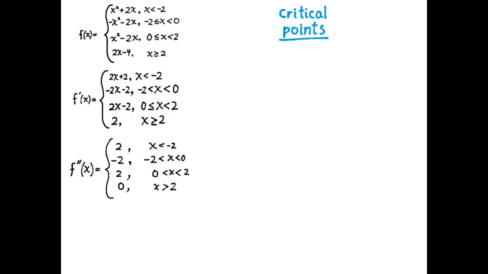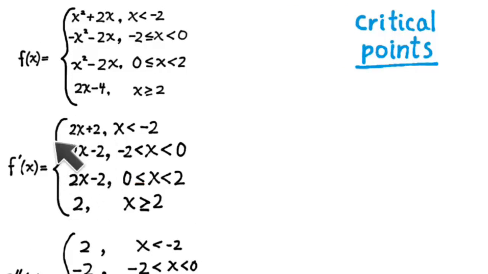That's the place where the first derivative is equal to 0. So we look at our expression for the first derivative, and we see where it's equal to 0. First I'll look at 2x plus 2, and I see it has a 0 at x equals negative 1. Does that mean that's the stationary point? No, because x equals negative 1 is outside of the subdomain where 2x plus 2 applies. So we reject that, and then we go on to the next part.